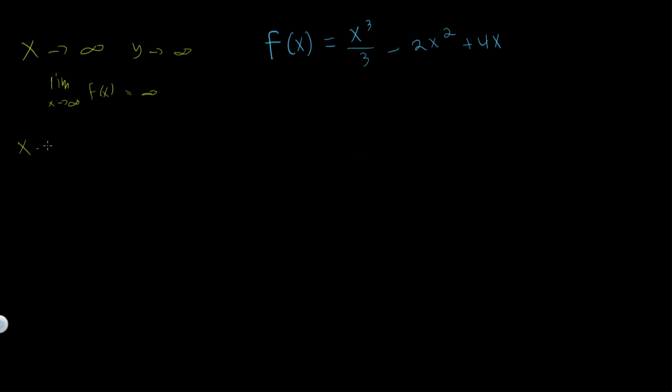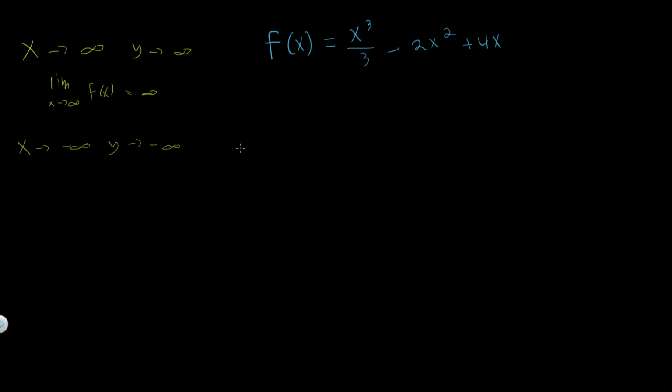Now let's see what happens as x goes to negative infinity. Again, we can take the limit as x goes to negative infinity, and this is going to be the dominant term again, and it's going to be negative. So y is going to go to negative infinity. All right, so we know how the function reacts for infinities, so that's good.